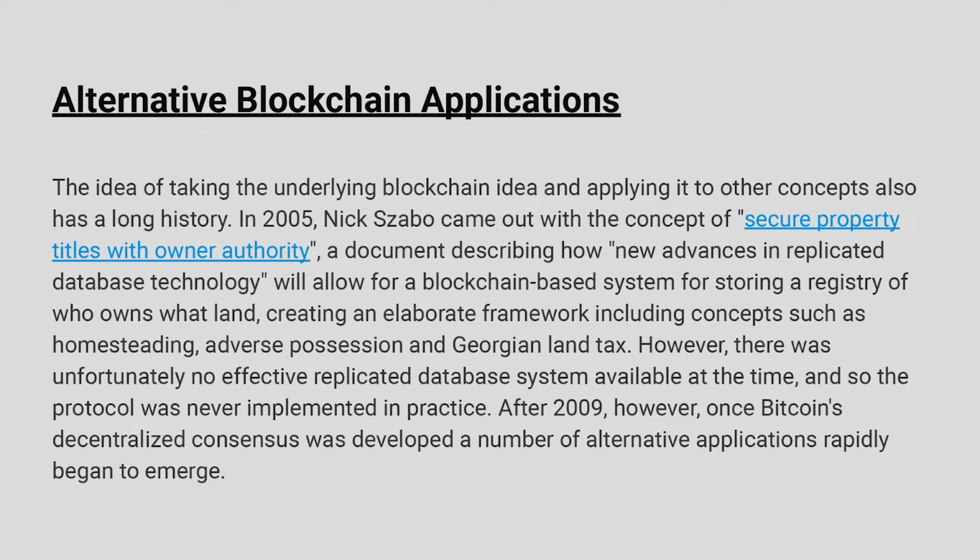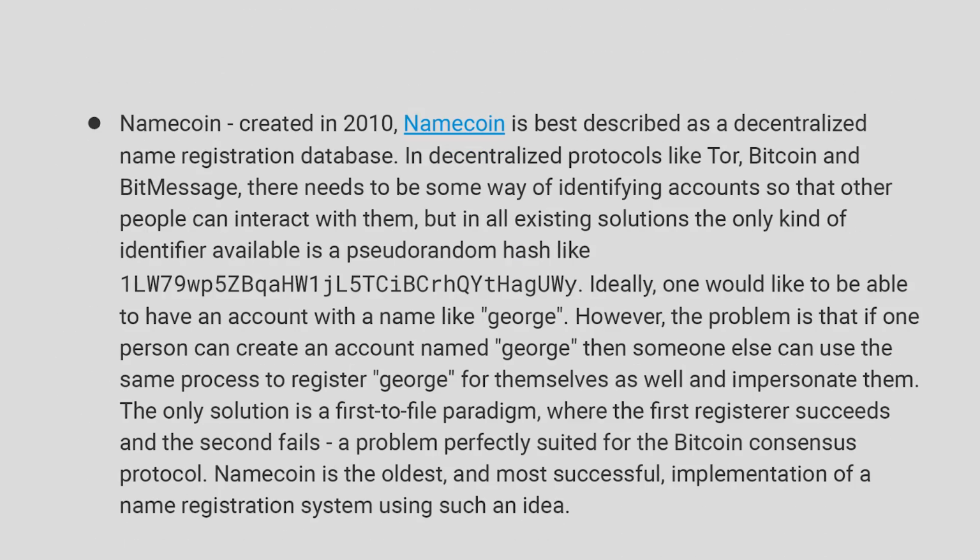After 2009, however, once Bitcoin's decentralized consensus was developed, a number of alternative applications rapidly began to emerge. Namecoin, created in 2010. Namecoin is best described as a decentralized name registration database. In decentralized protocols like Tor, Bitcoin, and Bitmessage, there needs to be some way of identifying accounts so that other people can interact with them. But in all existing solutions, the only kind of identifier available is a pseudo-random hash. Ideally, one would like to be able to have an account with a name like George.